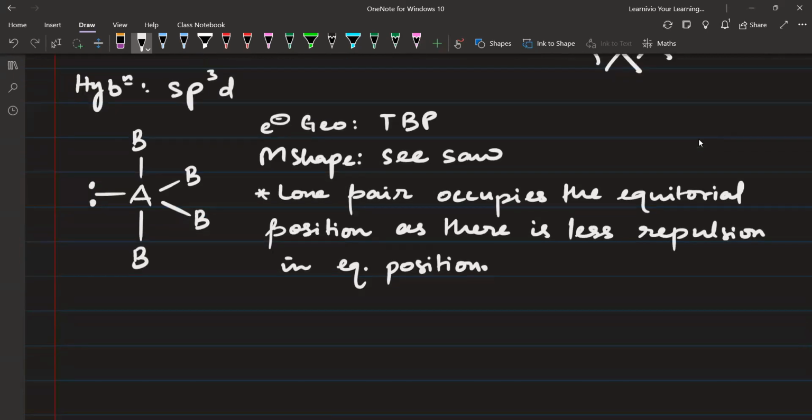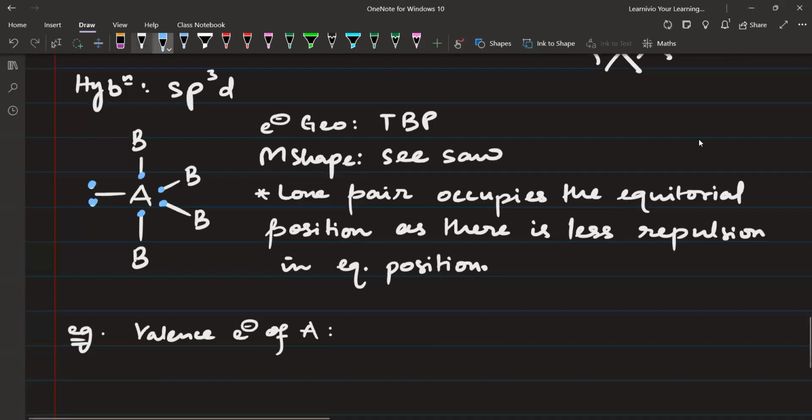Now, in this case, please see, we are going to take an example. If I talk about the valence electrons of A, it is making 4 sigma bonds, plus the lone pair: 1, 2, 3, 4, 5, and 6. So valence electrons of A should be how much? 6. And the valency of B will be how much? 1. So the valence electrons of A is equal to 6. Can you suggest one element whose valence electrons is 6?